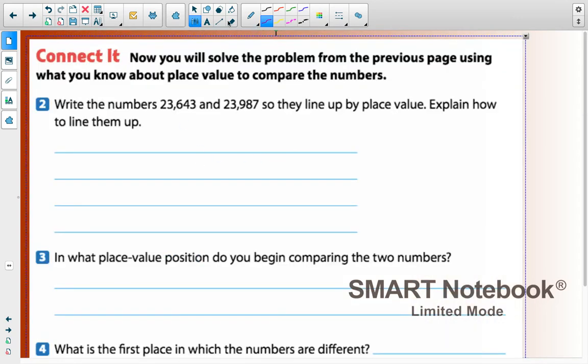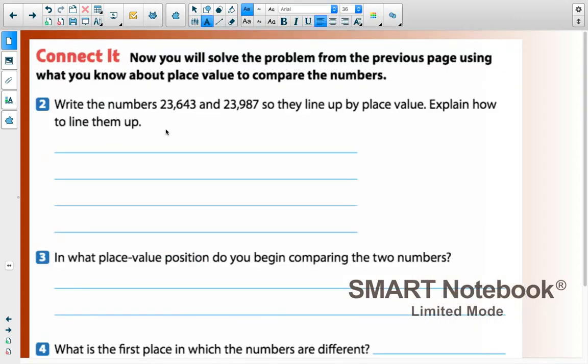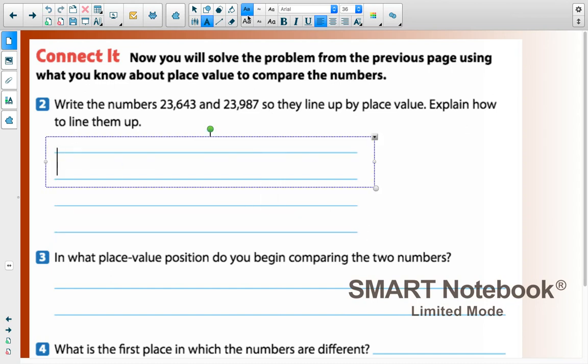All right, so it says write the two numbers, 23,643 and 23,987, so they line up by place value. Explain how they line up. If we look at this, let's shrink this down a little bit. So we have 23,000, 23,000, 600, 900. All right, so there's the difference right there.